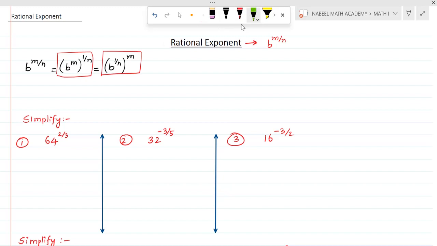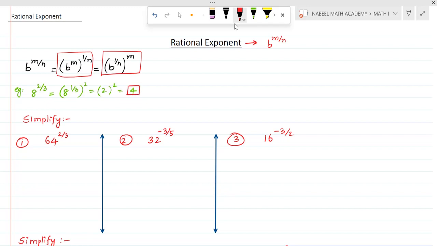I will take an example here: 8 to the power 2 over 3. I write it in these two formats. Suppose you apply the root 1 over 3 first, so it becomes 8 to the power 1 over 3, whole to the power 2. This is the cube root of 8. The cube root of 8 is 2. So 2 whole squared equals 4. You will get the answer 4.